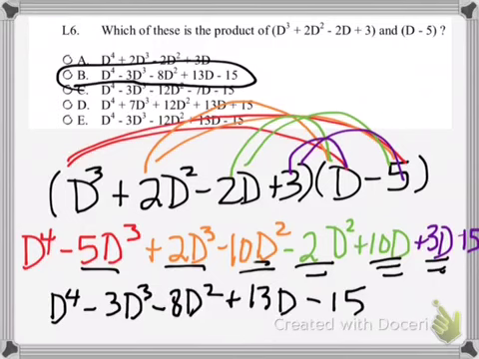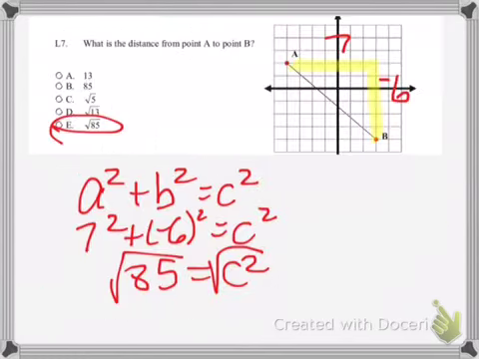Then I distributed my 2D squared, illustrated with the orange lines, and that gave me 2D to the third minus 10D squared. Next, I distributed the negative 2D, illustrated by the green lines, and that gave me negative 2D squared plus 10D. And finally, I distributed my 3, illustrated with the purple lines, and that gave me 3D minus 15. When I combined my like terms, that gave me D to the fourth minus 3D cubed minus 8D squared plus 13D minus 15. So the answer is B.